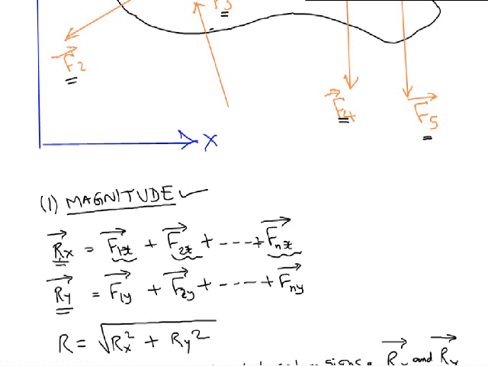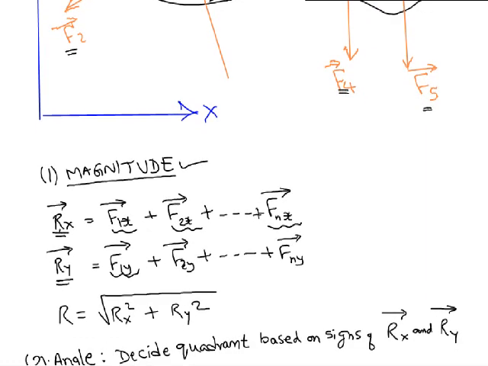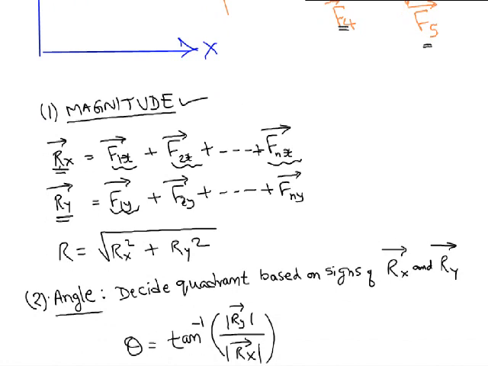F1x is the x component of force F1, F2x is the x component of force F2, and so on. Similarly, the y component of the resultant is given by F1y plus F2y, and so on. All these are y components of individual forces. Once you obtain this Rx and Ry, you can find the magnitude of the force by summing the squares and taking the square root. So thus you find the magnitude.